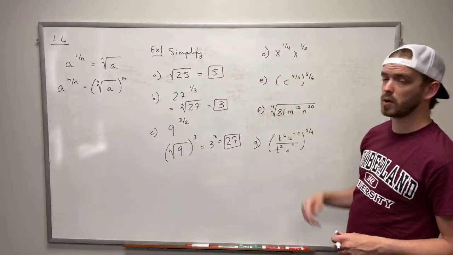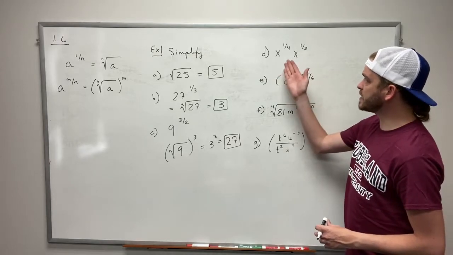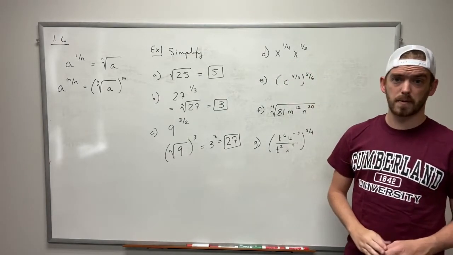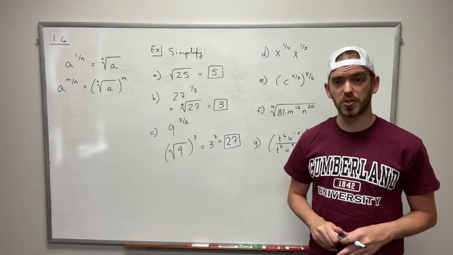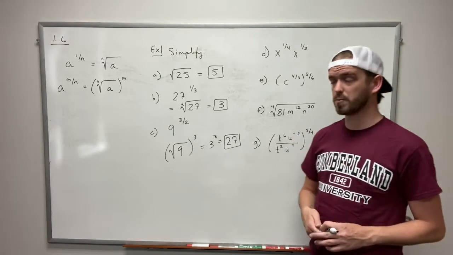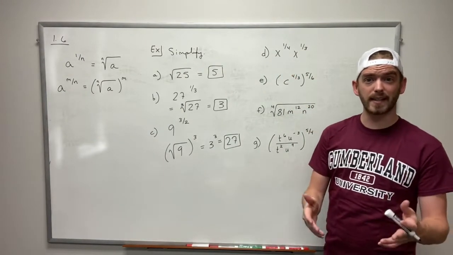Now let's look at some problems with variables in them. We have x to the 1/4 times x to the 1/3. Now, these are rational exponents, but we don't need to change anything. We can go back and use those properties of exponents in the last section to solve this problem. If you have two numbers that are multiplied together with the same base, we can add the exponents.